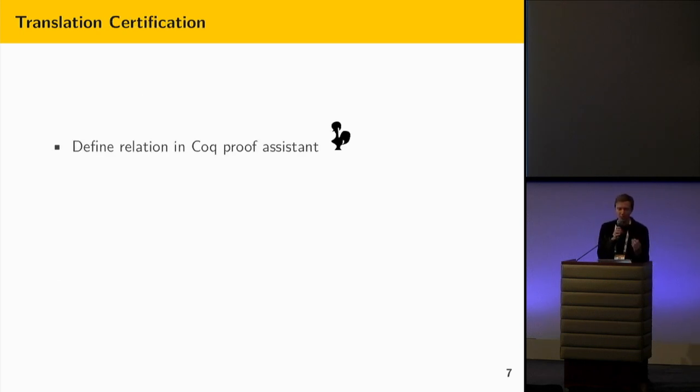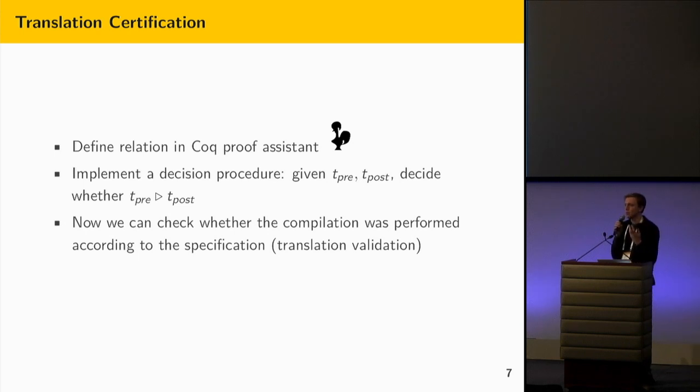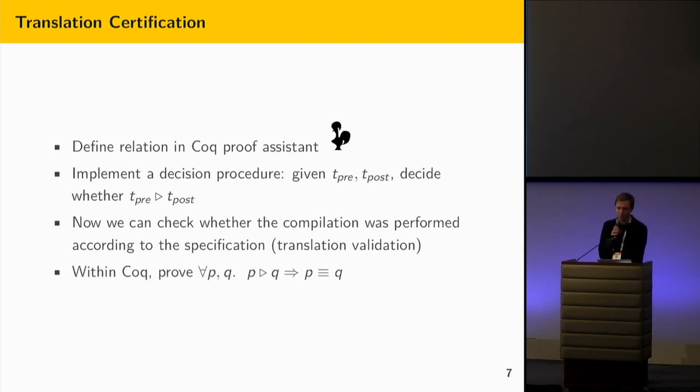Okay, so like I said, we define these binary relations in the Coq proof assistant. And then the next step is that we implement a decision procedure, so that given a preterm and a post-term, as we call them, that are dumped by the compiler, we can decide whether they are indeed related through this specification. So then we have all the basic building blocks to build this translation certification infrastructure. And on top of that, we then prove that any related terms are also semantically equivalent for some definition of semantic equivalence.